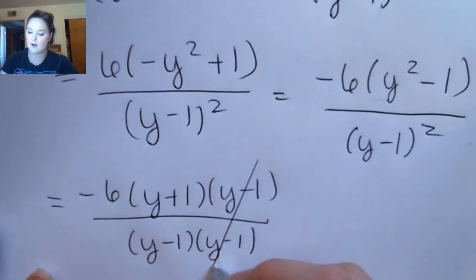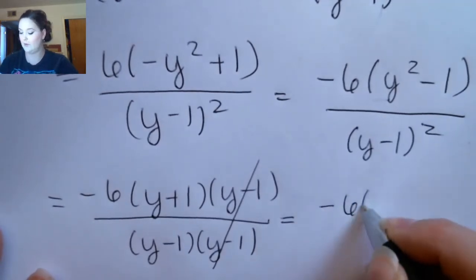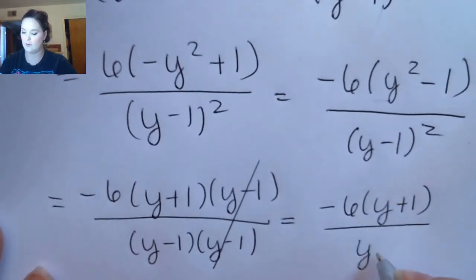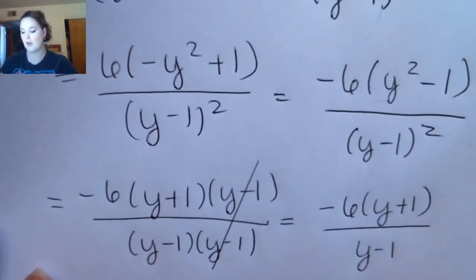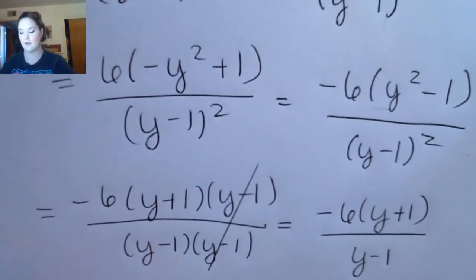So I can see this common factor of y minus 1 that's going to cancel, and I'll end up with negative 6 times y plus 1 over y minus 1. And again, you can leave it like this. You don't have to redistribute. Let's look at another one like that.